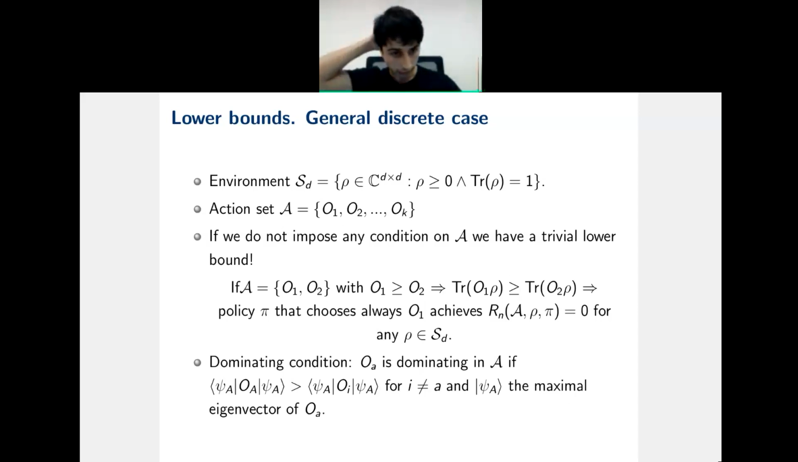So in that case, we define what we call a dominating condition. We say that an observable is dominating in the action set if the overlap of this observable with its maximal eigenvector, so the eigenvector with the highest eigenvalue, is always greater than the overlap of this maximal eigenvector with any other observable of the set.